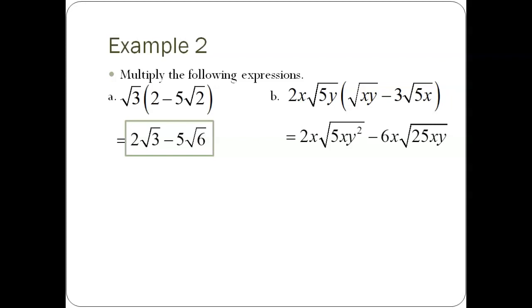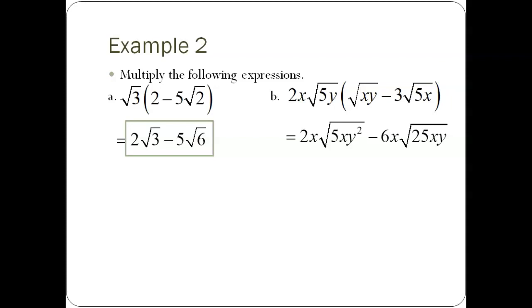All right, now again, at this point, we want to see, is there any way for us to simplify what's under the radicals right now? So the square root of 5xy squared, do we have any perfect squares? Yeah, that y squared is a perfect square that can come out. So the square root of y squared is equal to y. So we'll end up with 2xy times the square root of 5x.